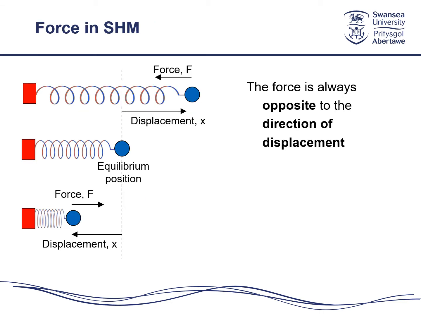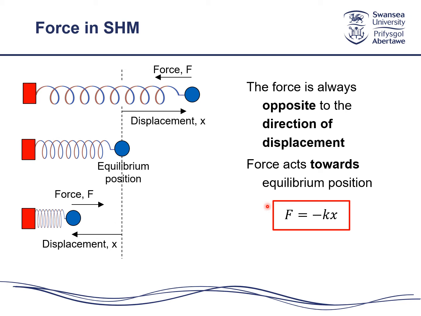Moving on to looking at forces in SHM. The force is always opposite to the direction of displacement. This means that when the spring is being extended, the displacement x is moving to the right, therefore the force is moving to the left. Similarly, at the bottom, where the spring has been compressed, the displacement is moving to the left, therefore the force is moving to the right. And as you can see, in both cases, the force is acting towards the central equilibrium position.